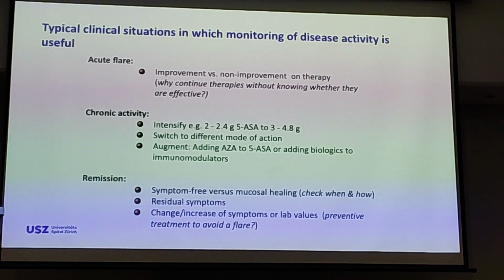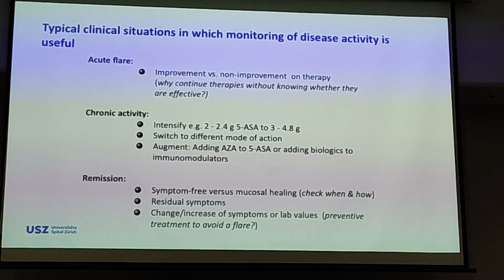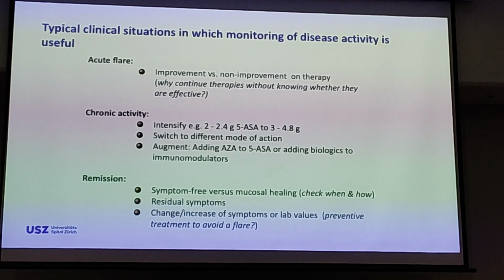So typical situations in IBD, in an acute flare, you want to know whether there's improvement or non-improvement on therapy, so we monitor the treatment success, and we all know that our patients are sometimes unable to tell us really whether there's improvement or not. Yes, my bowel movements decreased from 6 to 4, I'm still feeling cramping, but when you see the bowel wall has normalized, you know that those symptoms will go away soon. So we can also encourage them to stay on therapy when they say, I don't feel a big improvement.